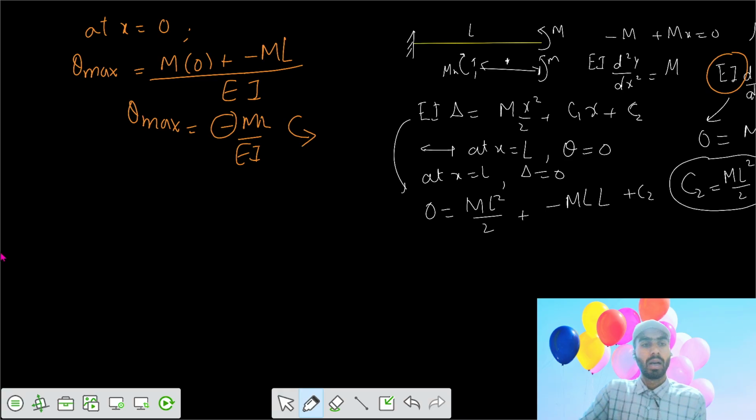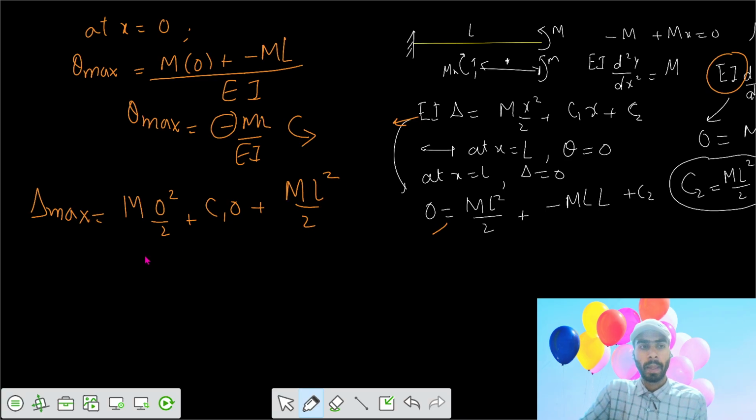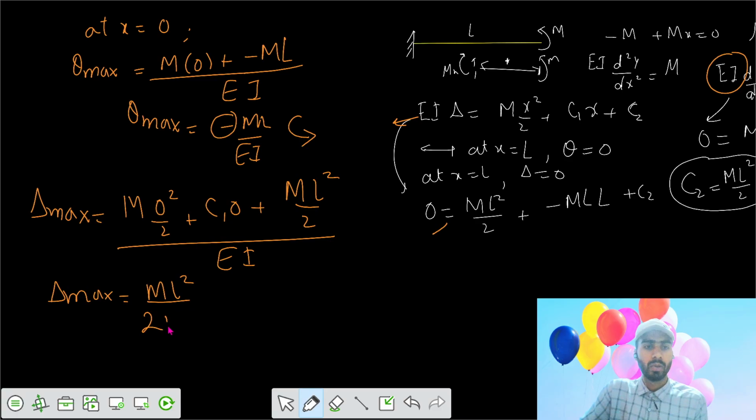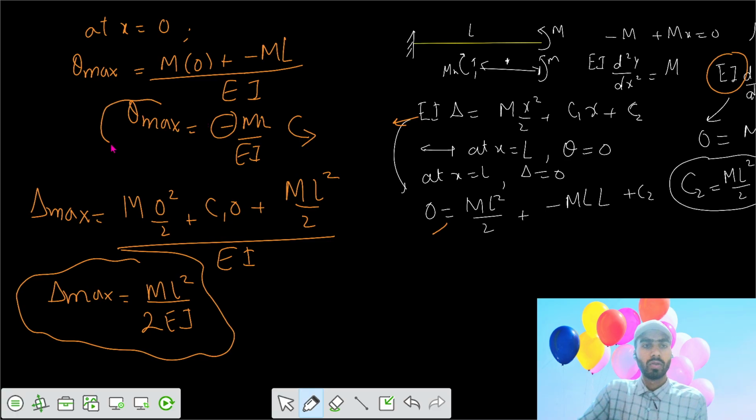Let's have that delta max also. We can write delta max equals to, from this equation, first one is 0, M into 0 square by 2 plus C1 into 0 plus C2 value is ML square by 2, divided by EI. So we can get the value of delta max equals to ML square by 2EI. So these are your standard results.